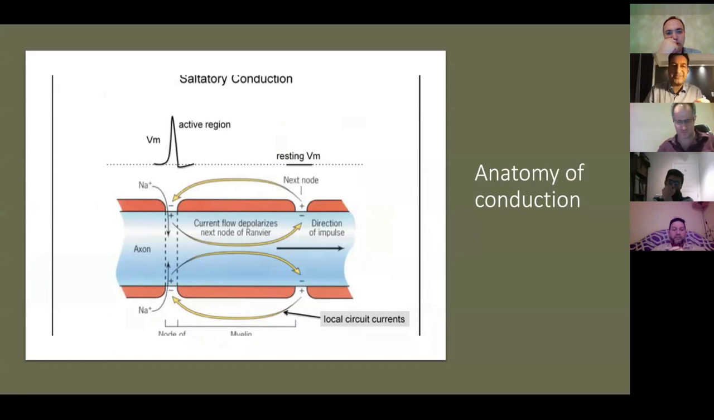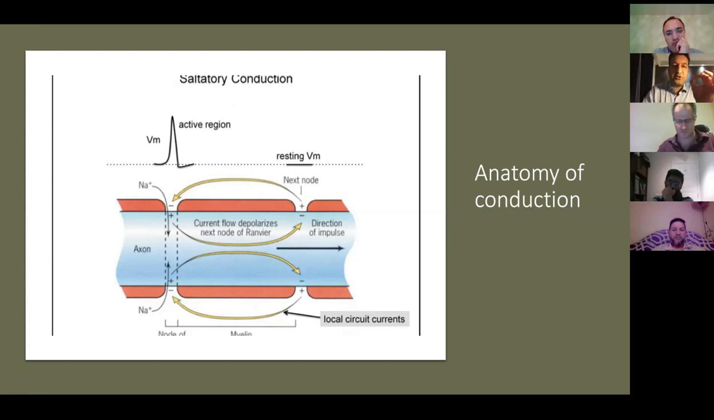And it's often a question which is not well answered. So people mention this buzzword, saltatory conduction. And they often say, oh, well, the impulses jump from one node to another because the fatty layer is impermeable to ions. But impulses don't truly jump. So that's not really an accurate representation of what happens.